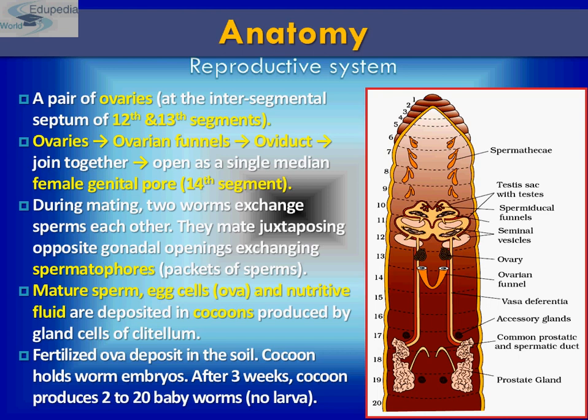During mating, what happens, I have told you that they just mate in juxtaposition, opposite gonadal openings, they exchange the spermatophores, which we also call packets of sperms. Mature sperm are deposited in the cocoon, produced by the glandular cells of the clitellum. Okay, and the fertilized ova are put in the soil, and the cocoon holds the worm embryos. After 3 weeks, the cocoon produces 2 to 20 young earthworms, but no larval stage is seen here.